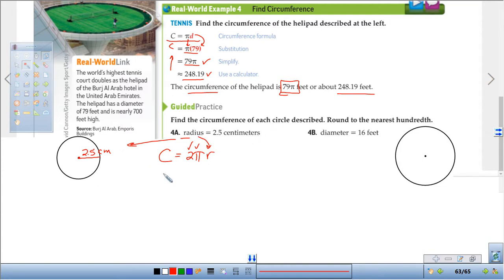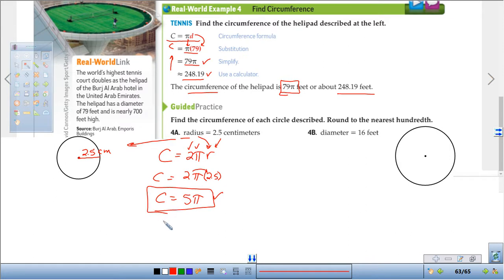So we're looking for the circumference, and that's going to be equal to 2 times pi times my radius, which now is 2.5. Circumference is equal to 2 times 2.5, which is what, 5? 5 pi is my answer. Best answer ever, right there.